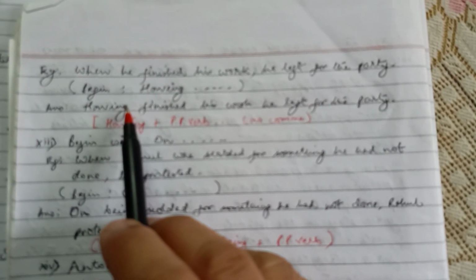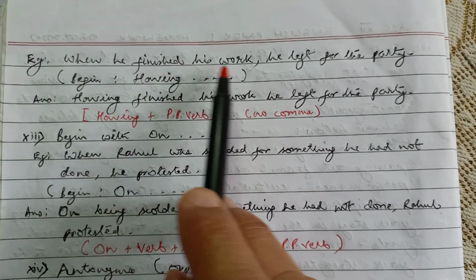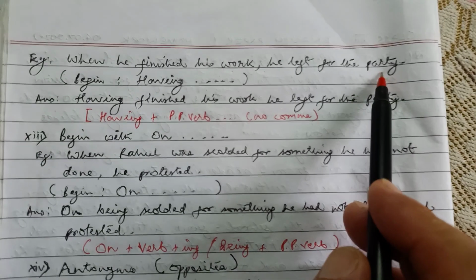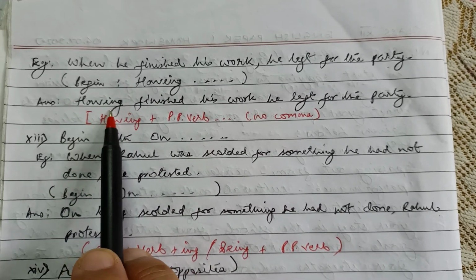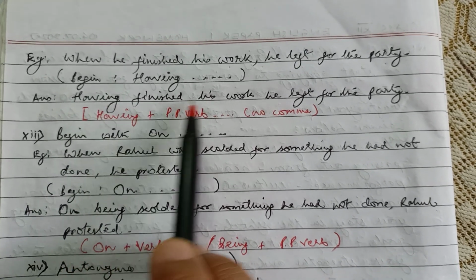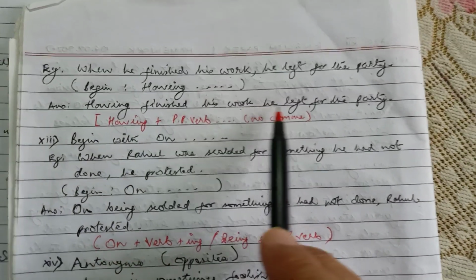Begin with having, right? Now having, whenever we talk about having, having is the favorite of the students because most of the time they are using the word having, right? So see how to use having now. When he finished his work, comma, he left for the party. Begin with having. Okay, now see, begin with having. Having finished his work, he left for the party. This is the construction, this is the answer, we got it, right? Having finished his work, he left for the party.